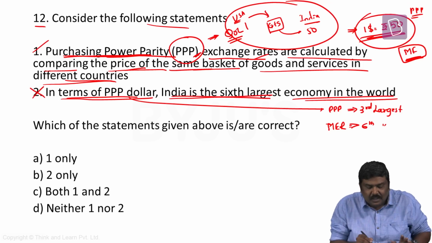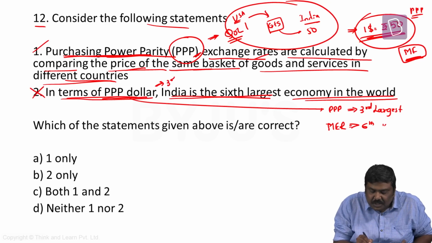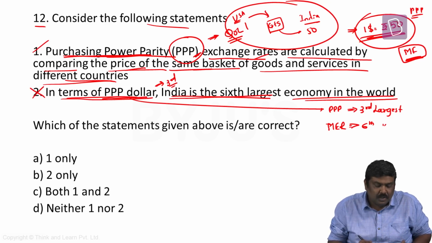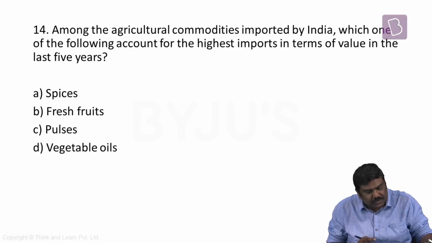For a simple reason, in PPP dollar terms India's rank will be third largest economy. So the first statement is correct, the second statement is wrong. The right option will be option A. Let's go to the next question.